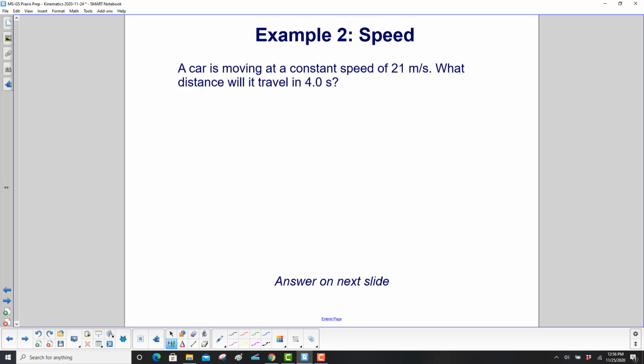Second example, we have a car moving at a constant speed of 21 meters per second. What distance will it travel in 4.0 seconds? So try working it out yourself before you go to the answer on the next slide.